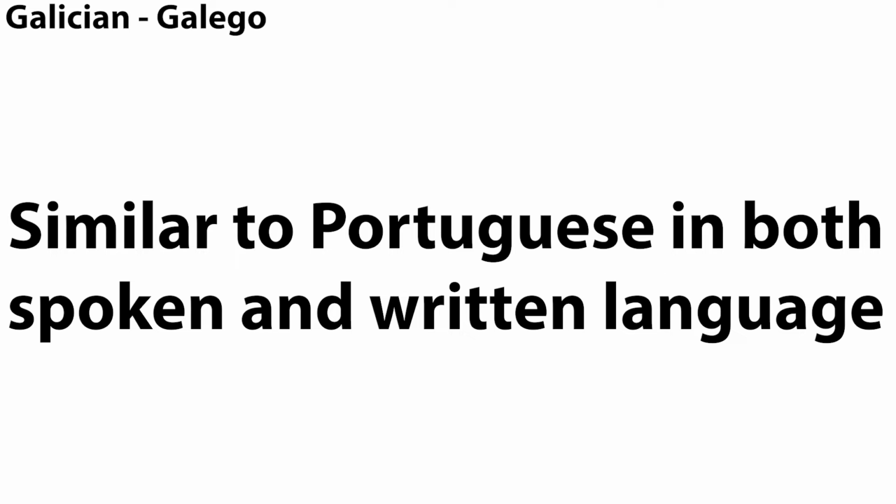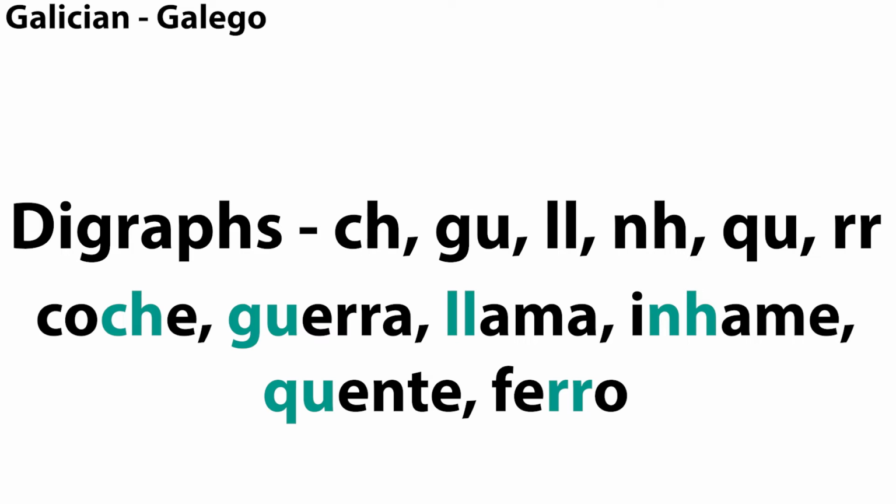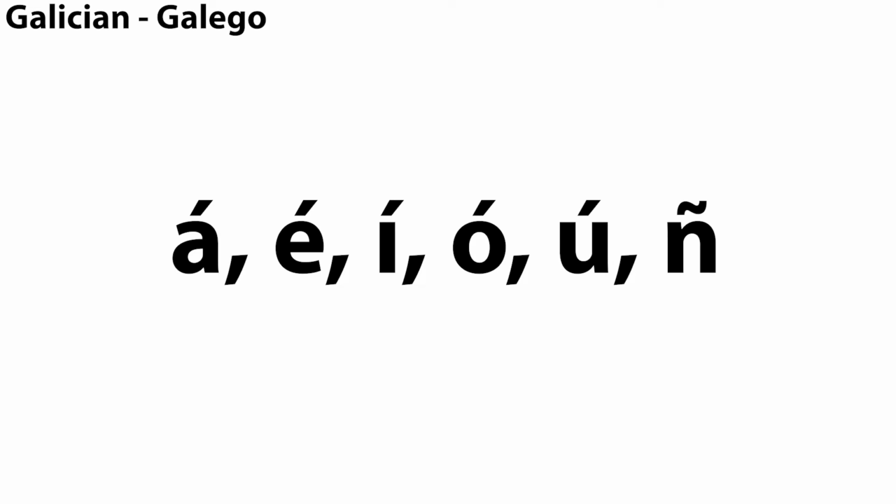Galician sounds are similar to Portuguese, however nasalization is not as common, and this language also lacks the J, K, W, and Y. Six popular digraphs within Galician include the CH, GU, LL, NH, QU, RR. Vowels only take the acute accent, so the A, E, I, O, and U, all with the acute accent, and Galician is the other language on this list that also uses the ñ.